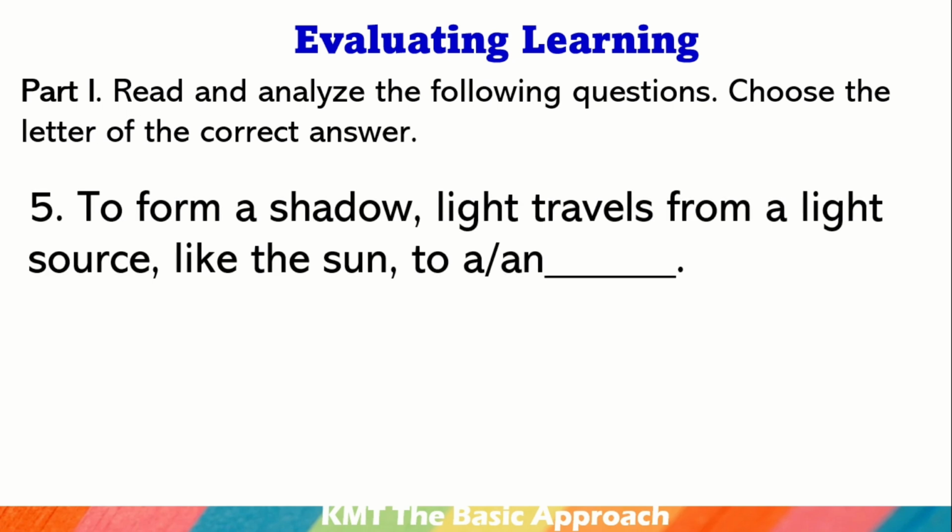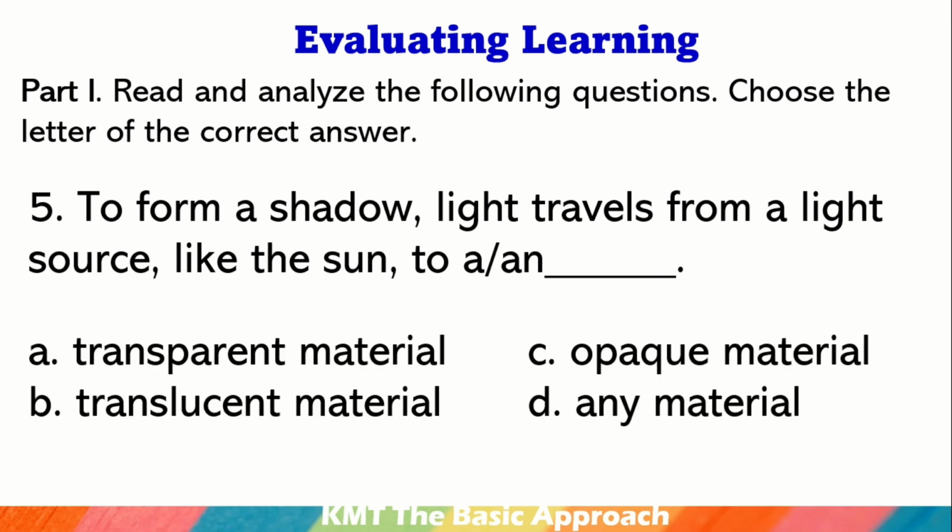Number 5. To form a shadow, light travels from a light source like the sun to a blank. Letter A. Transparent material. Letter B. Translucent material. Letter C. Opaque material. D. Any material. What is the correct answer? Correct! Letter C. Opaque material.